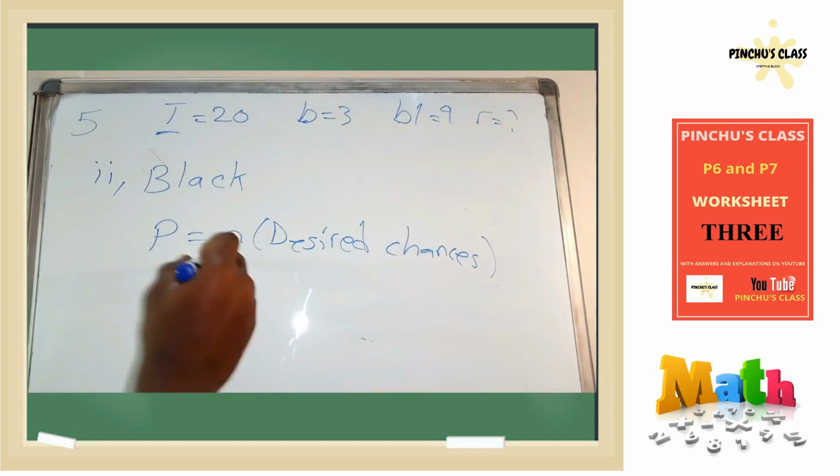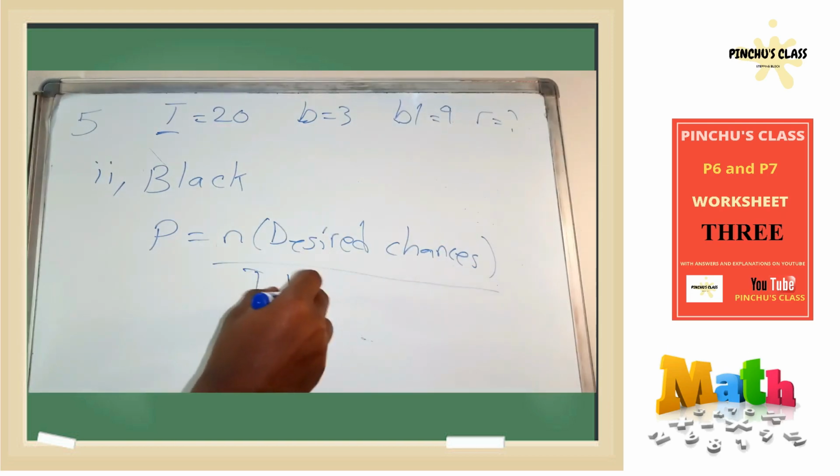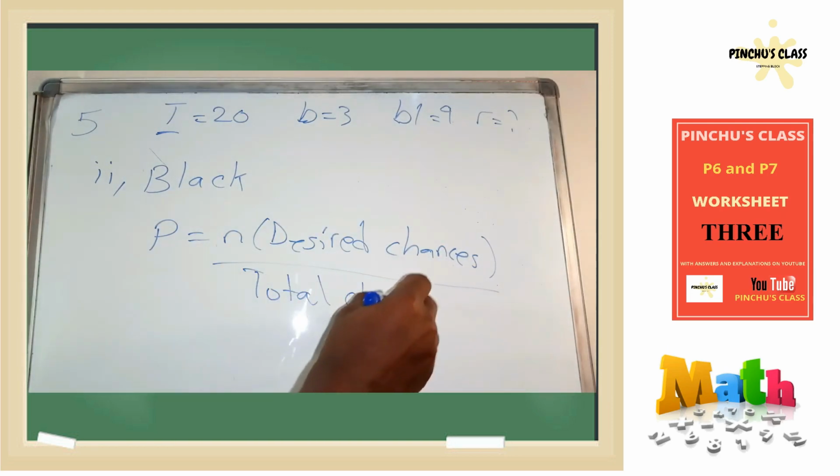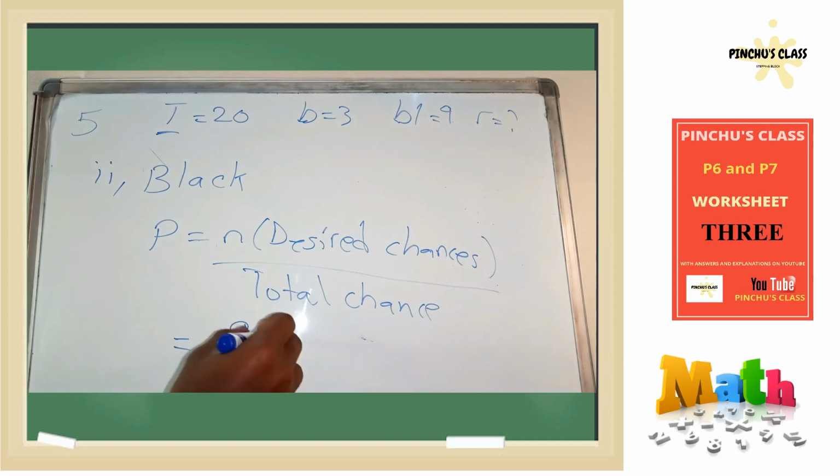Chances out of the total chances. Now if you don't use the other one, you can use this. So this is going to be the black one, 9 out of 20, and that is the answer.